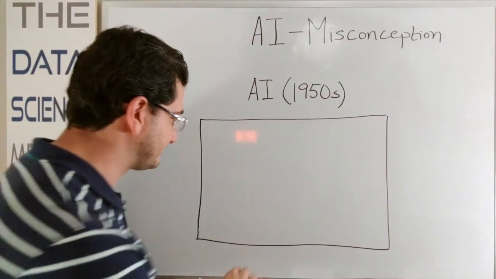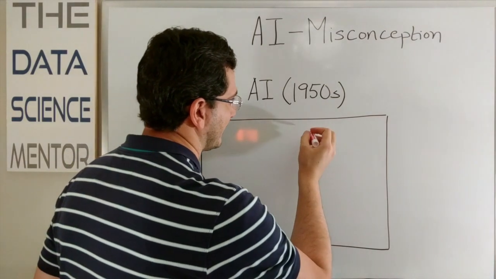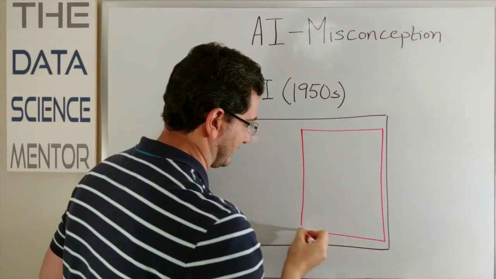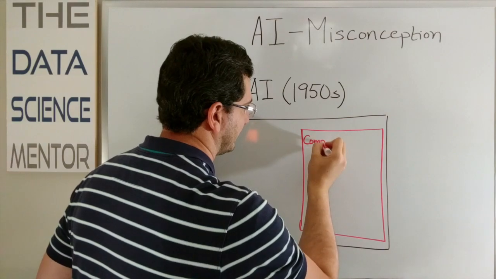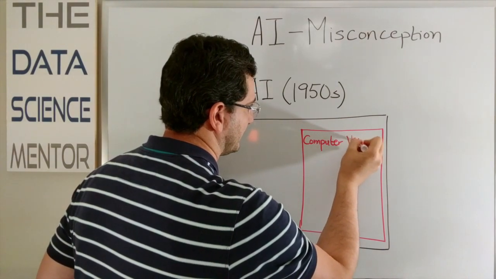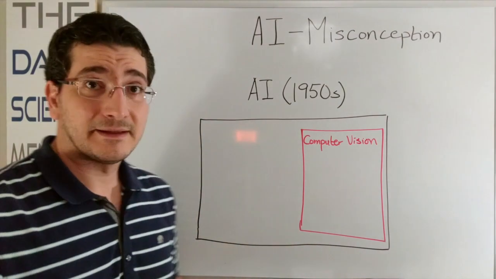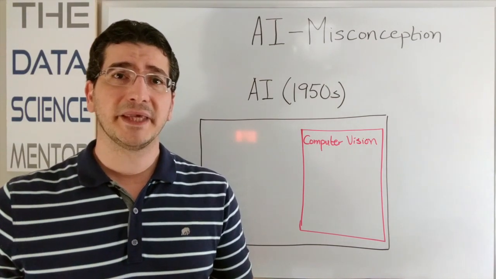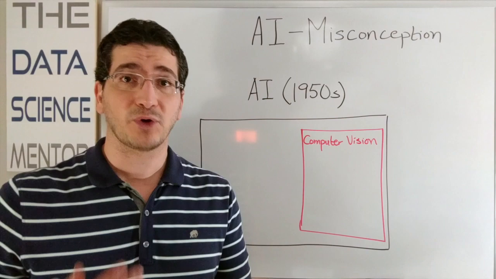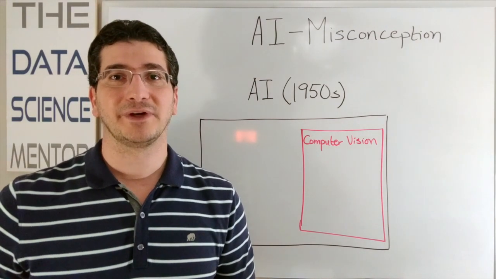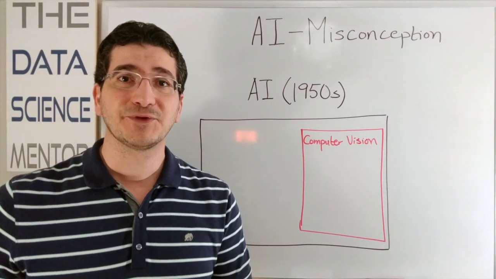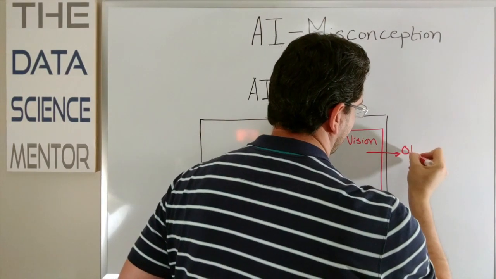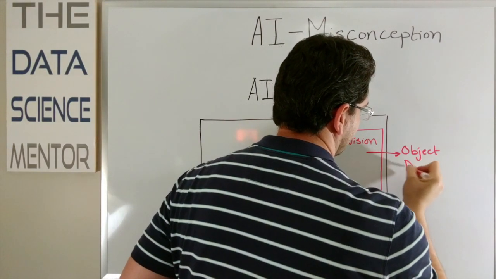Let me add it to the board. So computer vision. And so computer vision is essentially a subset of AI. And it deals mainly with understanding, analyzing, and processing digital images. So object detection, for example, where you detect the presence of different objects in an image, would fall under computer vision. So object detection.